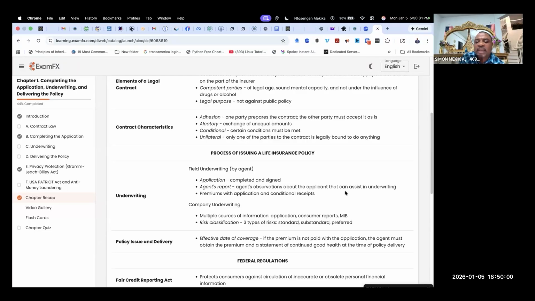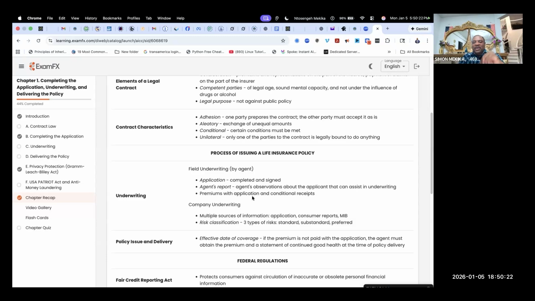So that is where the agent report comes in. You make observations about the applicant, and you can also assist in the writing by saying, oh, even though this guy says that he is not having any problem, I saw him walking with crutches, right? Anyway, that's it.